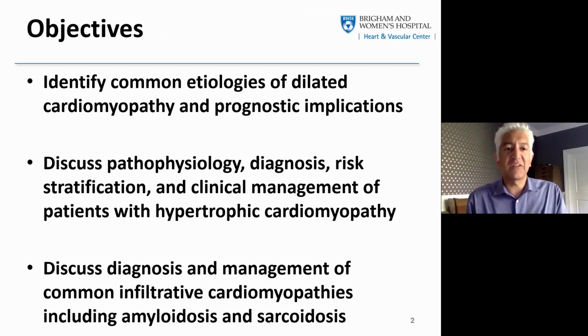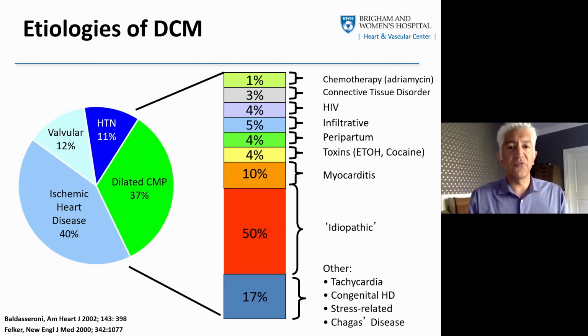So there are three objectives for this section, really. One is to talk a little bit about the entity of dilated cardiomyopathy and why we care about the specific etiology. I want to talk a little bit about the pathophysiology, diagnosis, and risk stratification of patients with this important entity of hypertrophic cardiomyopathy. And then I want to talk a little bit about some infiltrative cardiomyopathies that are important entities to know about as you think about questions on the boards.